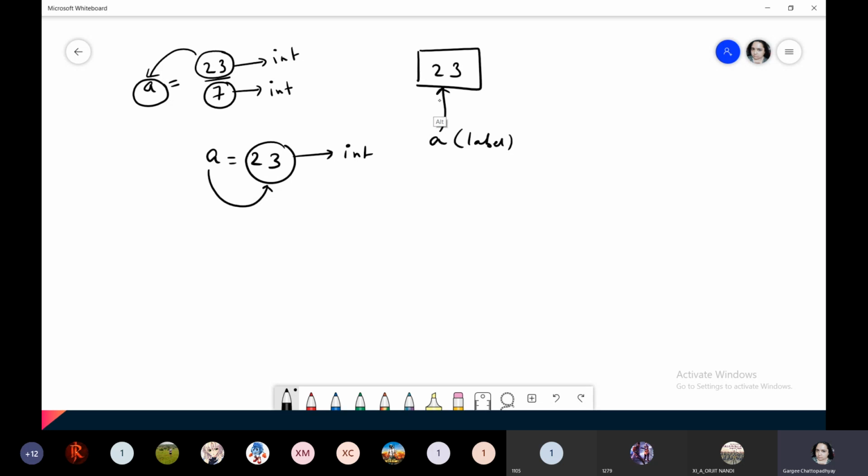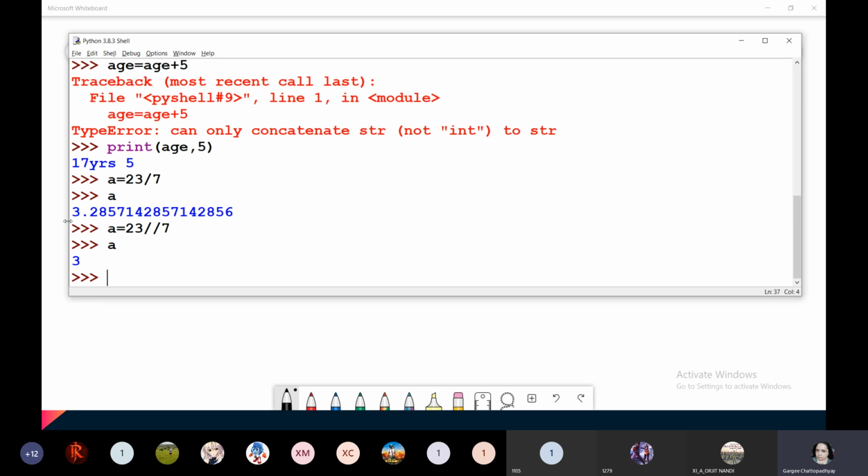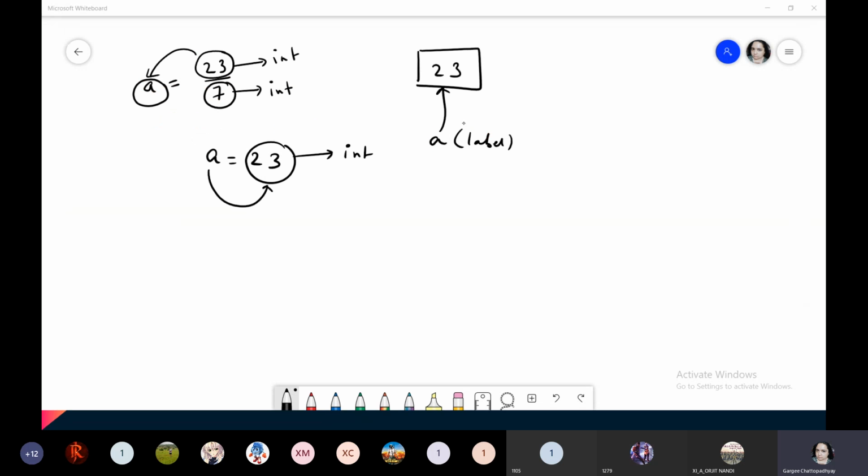But 23 divided by 7, we are getting what? This value, 3.285 something. This is stored in the memory. A would be pointing to it. Variables are not considered as containers. Rather, they are only labels which are pointing to memory objects. Okay. Is it clear, Aryan? Yes, ma'am.